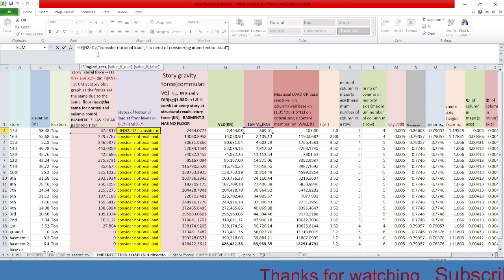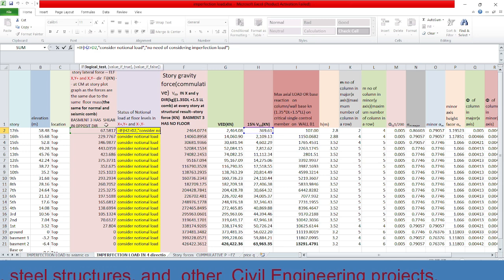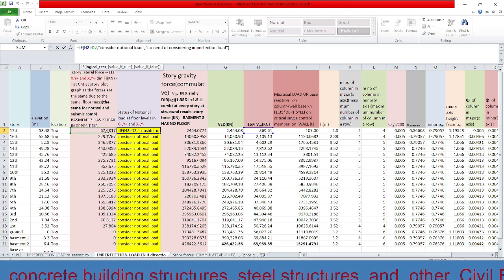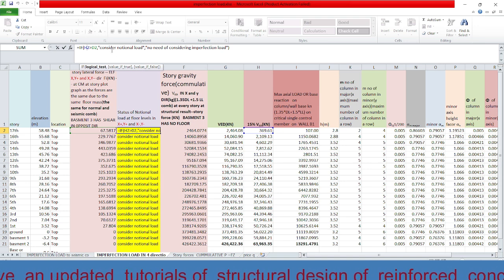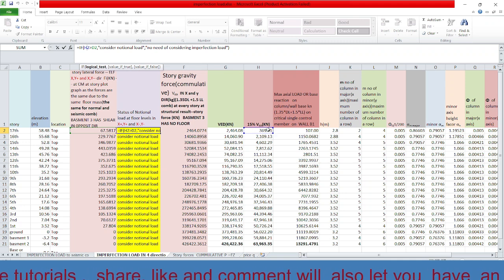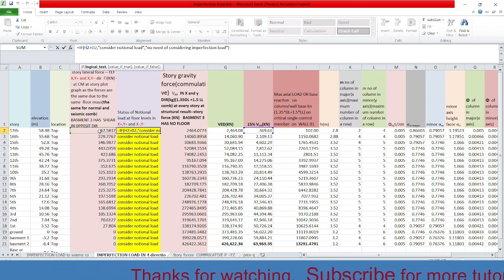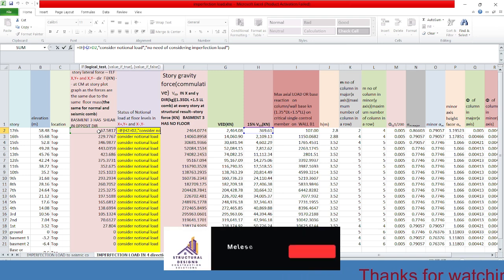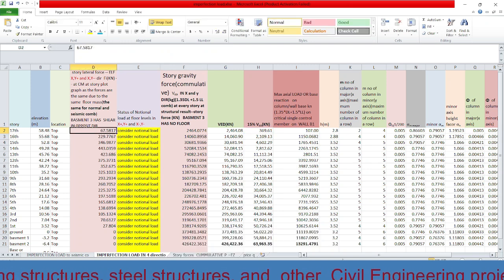Finally I can check whether imperfection is required or not for every story by using this formula. If H2, that is 15% of the total gravity force at every story, is greater than the total lateral force applied at every story, then in this case we need to consider the notional load, because 15% of VED is greater than the total lateral force applied at every story's center of mass. This can be obtained from ETABS. Now let me show you.